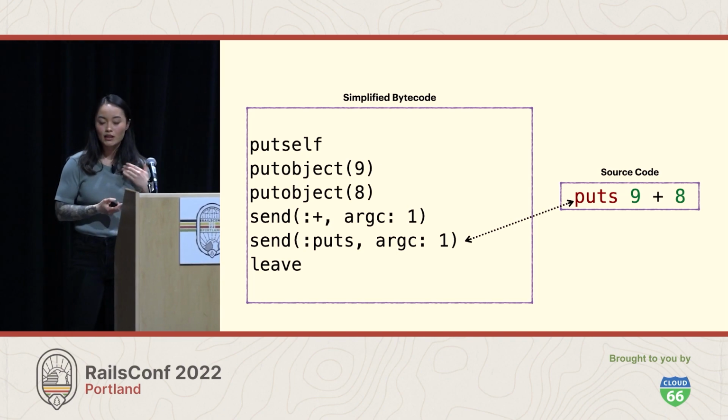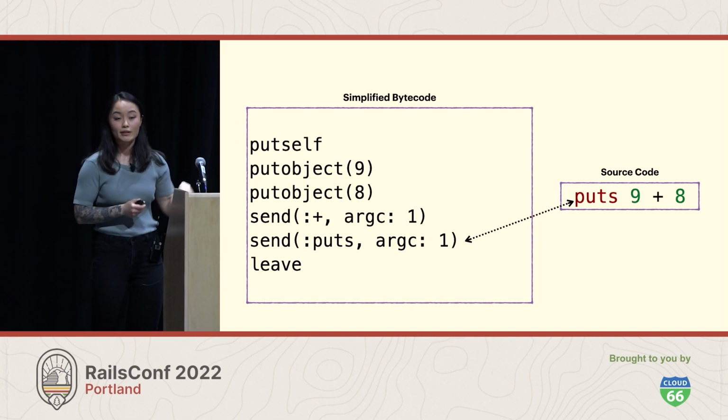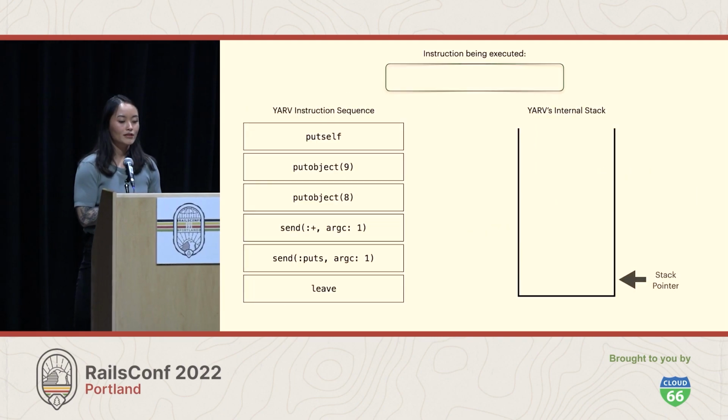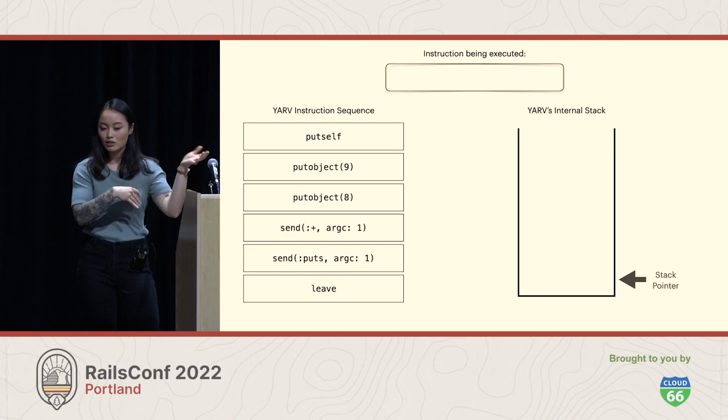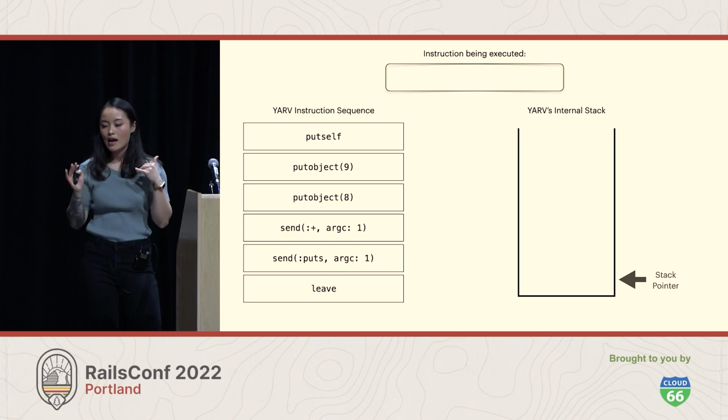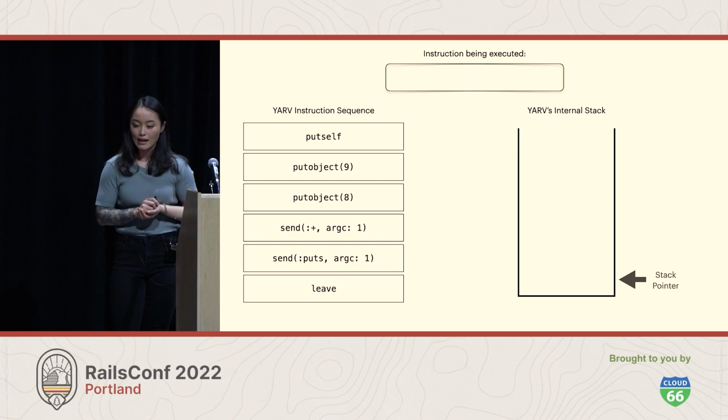So essentially, YARV is just going to take this bytecode and iterate through it. Let's take a look at how YARV does it. On the left, we have the same bytecode instructions, or YARV instruction sequence. On the right, you have the internal stack, and we have a stack pointer to tell us where we are in the stack.